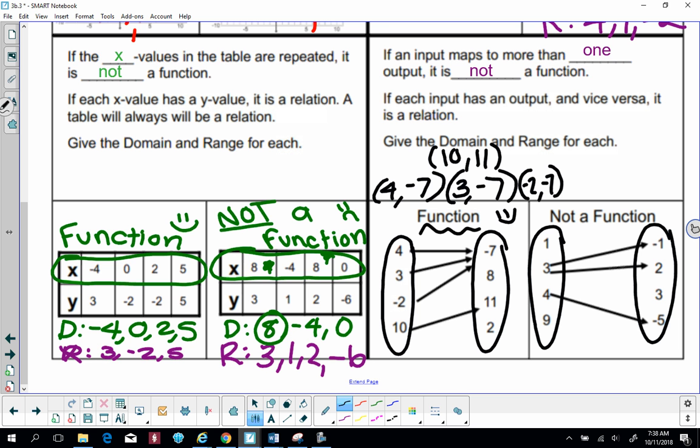But it's an x, right? I'm saying domain is x, right? Yeah, domain is always x. And so we can look at these two, but remember, see how this x is going to 2 different y's? That would mean it's not a function. And so our domains are all these, your ranges are all these. Right here, if I write these as points, it's 3, -1, 3, 2, and 4, -5. Because that 3 repeats, we know it's not a function.